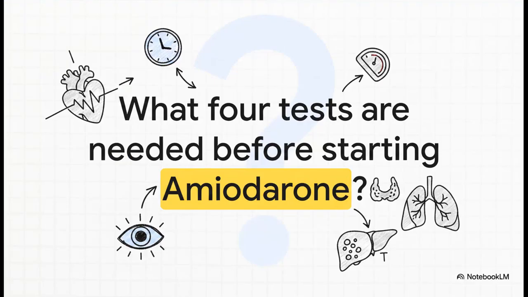All right, I want to start by putting you on the spot a little bit, kind of simulating the pressure of the test. Imagine a patient is starting amiodarone. What 4 things do you absolutely need to check before they take their very first pill? Think about it for a second. Amiodarone is a seriously heavy-duty drug, and its baseline requirements definitely reflect that.